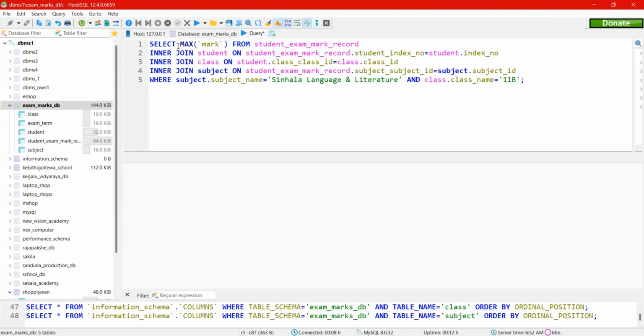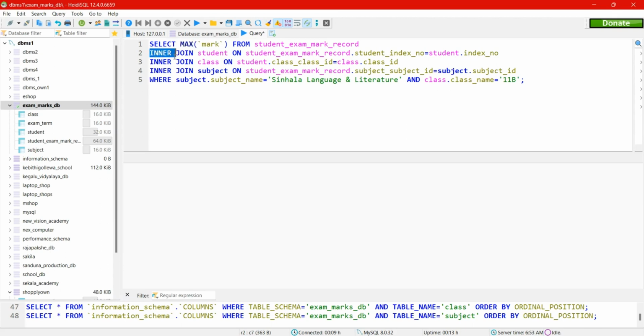In this query you can see we have used a keyword called mark. Inside the bracket we have used the parameter that we want to find out. In this question we need to find out the highest mark, that means the maximum mark. So we have used the mark column in the student exam mark record table. If we want to find out the highest value or maximum value, we can use the keyword called max.